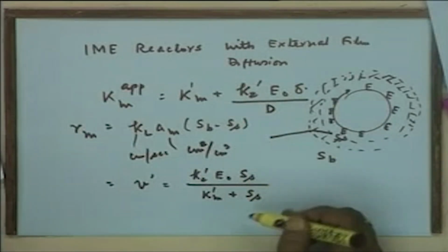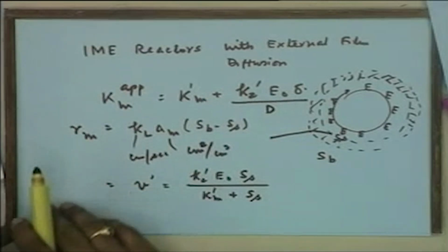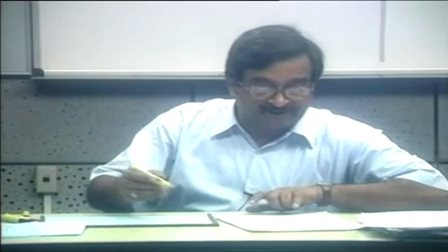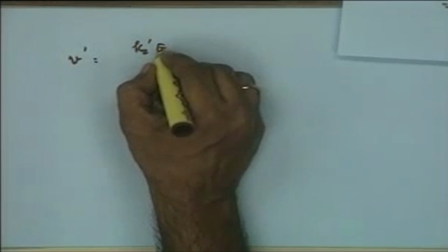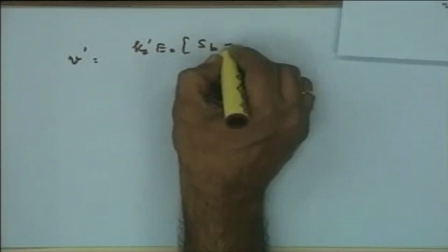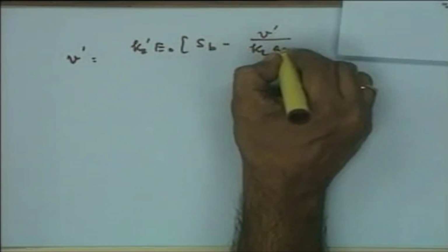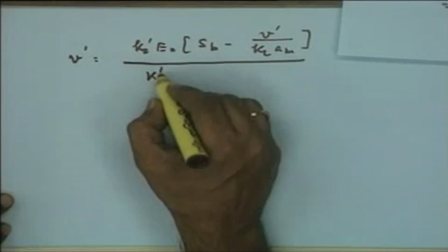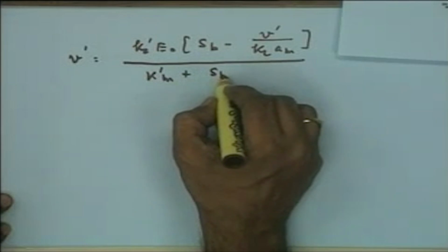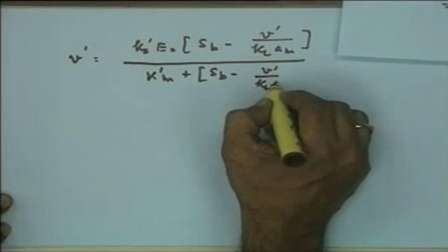Now, if you substitute the magnitude of SS from this expression and simplify, you get V naught is equal to V dash is equal to K2 dash E naught (SB minus V bar upon KLAM) upon K dash M plus (SB minus V bar upon KLAM).